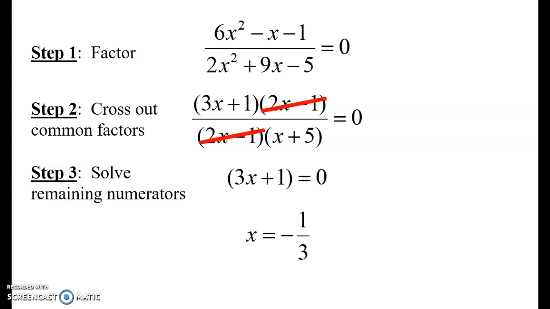All right, and that is solving fractional equations. That is it. This unit is over, and now it's on to review. Good luck.